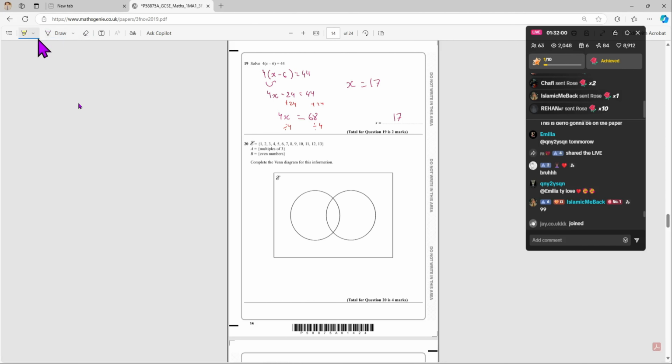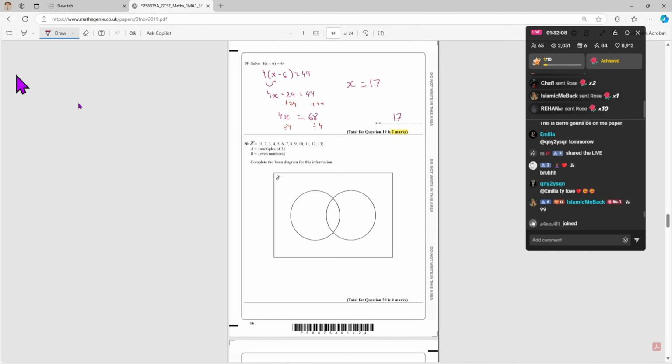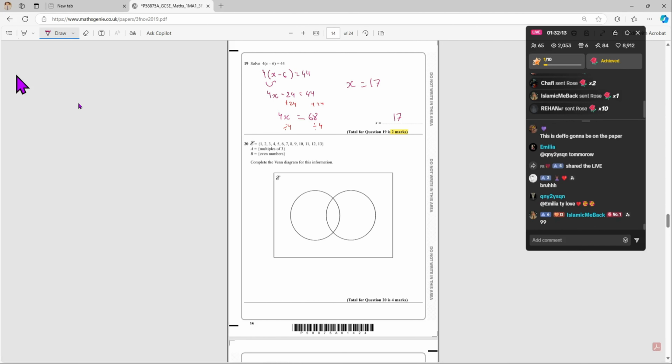So I don't know why they gave this type of question near the end of the paper. It should be at the start of the paper, personally. So, are you guys confident with solving equations?